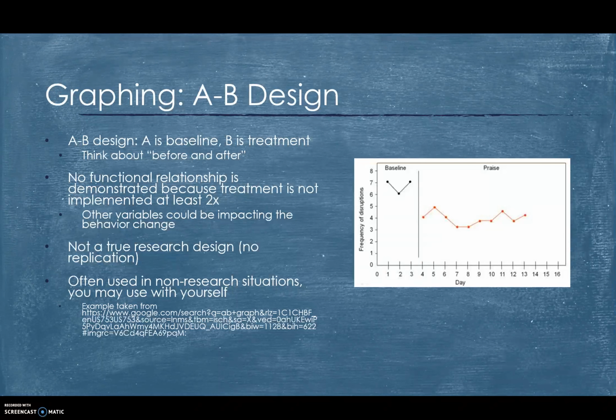But we don't know, based on this A-B data, we don't know if the praise is the reason that the disruption is decreasing. There could be a variety of things going on, such as the person's getting more sleep, the person is having fewer relationship problems. Any of these things could decrease the frequency. So we would really need to pull back on the praise and then implement it again later to see if the relationship really is there.